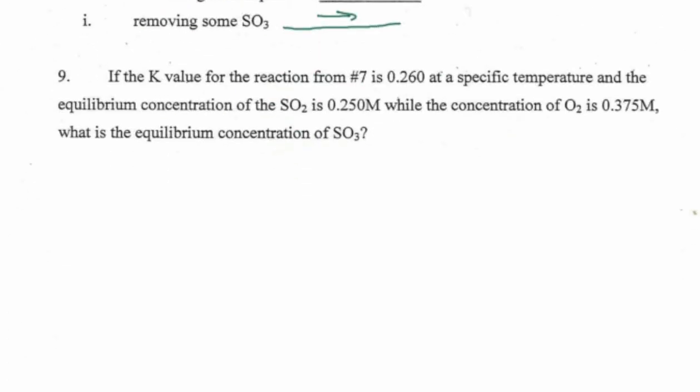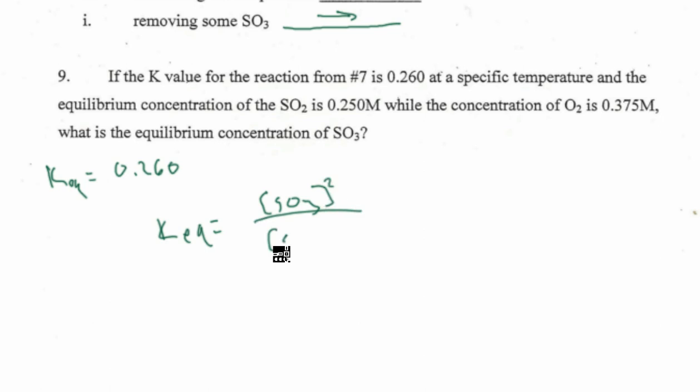Now if we go down here, this is a different way to approach one of these K problems. We have a K value for a reaction from number 7. I give you the KEQ, and that's going to be 0.260 at a specific temperature, and the equilibrium concentrations for the rest of them are known. I want to find my concentration of SO3. So KEQ is equal to SO3 squared over SO2 squared and O2. I'm just copying down what we had for number 7. I'm given KEQ, and now what I'm looking for is the equilibrium concentration of SO3.